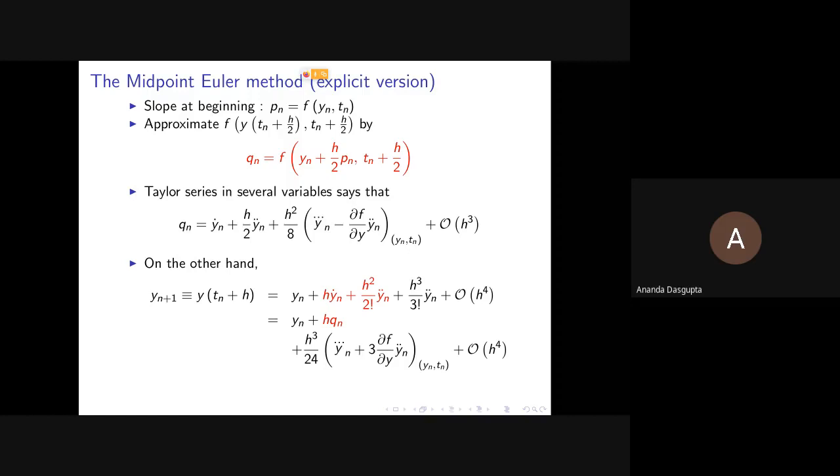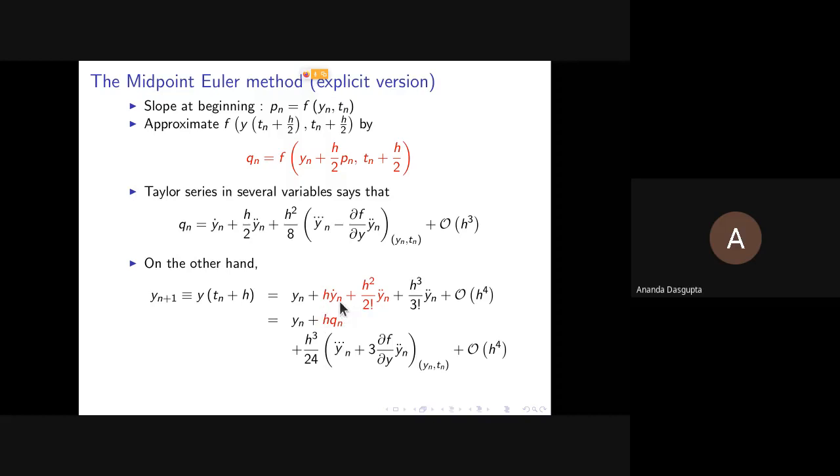The error would be order h cube per step, but that would be the case if f had been a function of time alone. Okay. Now we have managed to show that even if f is a function of y and t both, the midpoint Euler method still works better than the Euler.